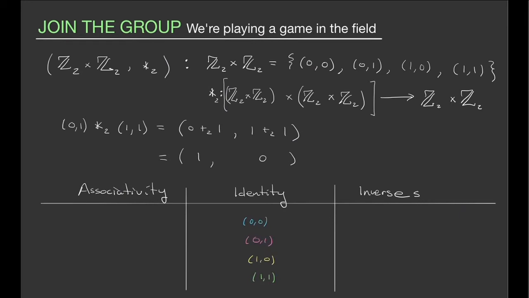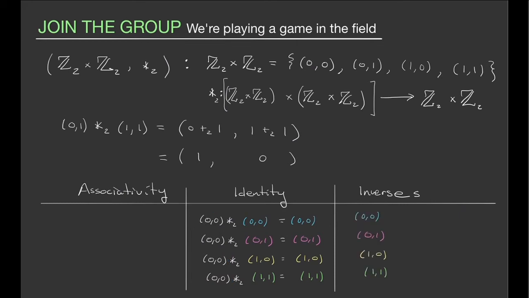Now, here are all the different elements of Z2 cross Z2: (0,0), (0,1), (1,0), and (1,1). Now, let's take the element (0,0), compose it with each of these, and see what we get. Well, you can just imagine, in each case, you start with this element here, and you add 0 to each of the components. Adding 0 won't change it, so what you get out in the end is the exact same element. That shows that the element (0,0) is the identity, or an identity, as it were.